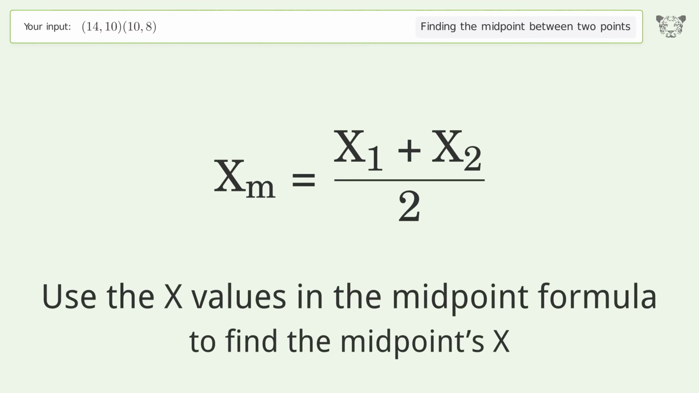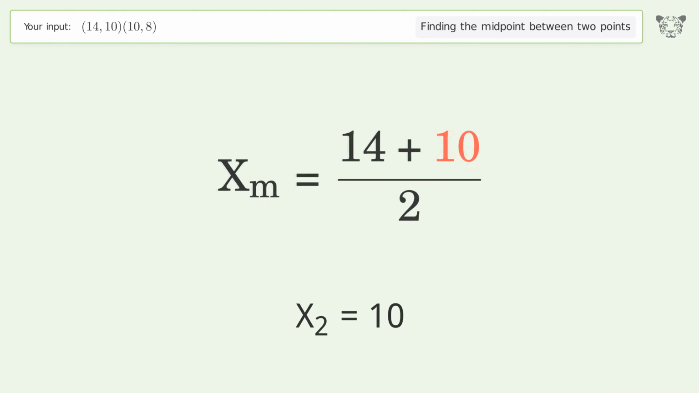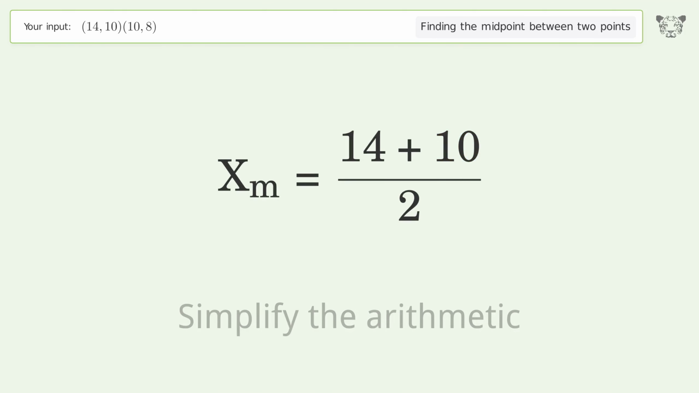Use the x values in the midpoint formula to find the midpoint's x. x1 equals 14. x2 equals 10. Simplify the arithmetic.